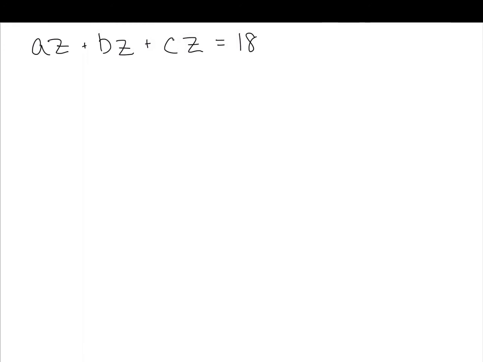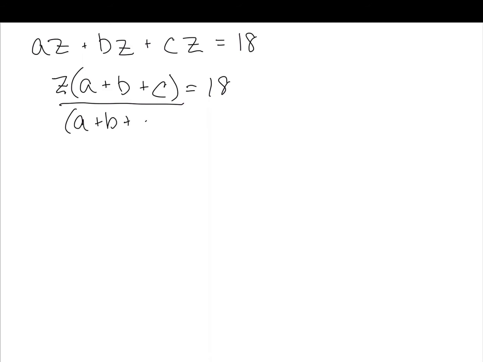We can take z out of each of these expressions to make z times a plus b plus c equal to 18, because z times a is equal to az, z times b is equal to bz, and z times c is equal to cz. So we've written down the same thing, just expressing z only one time. So now to isolate z, we'll divide both sides by this expression, a plus b plus c, which is the same thing as one unit.